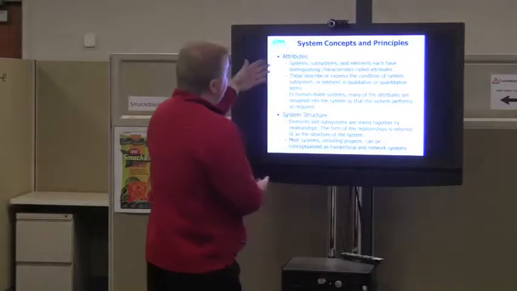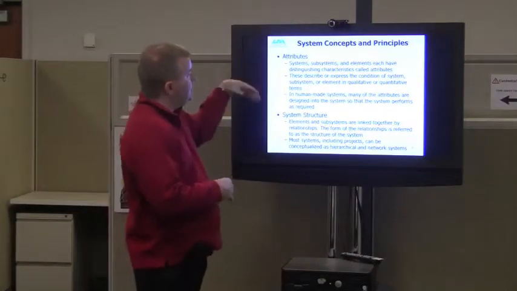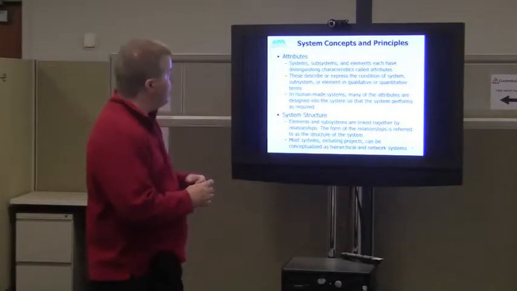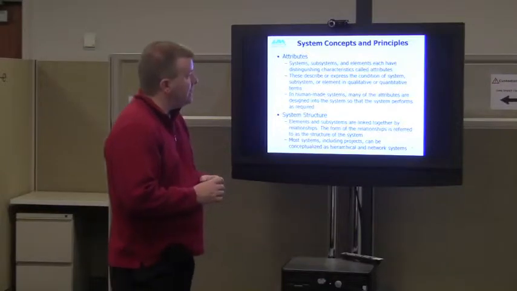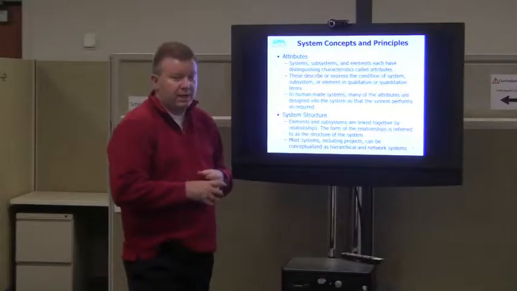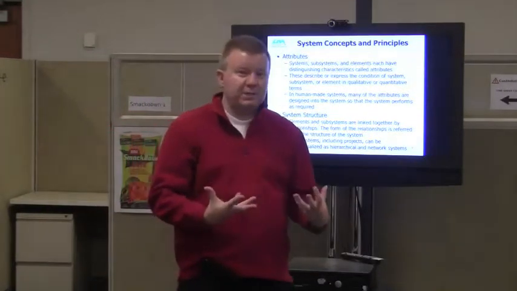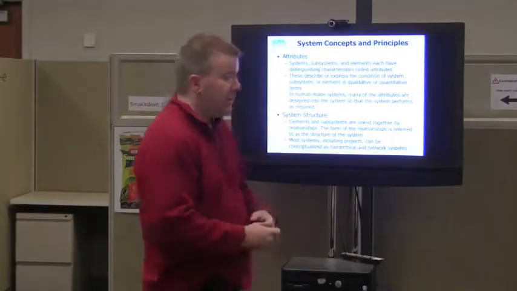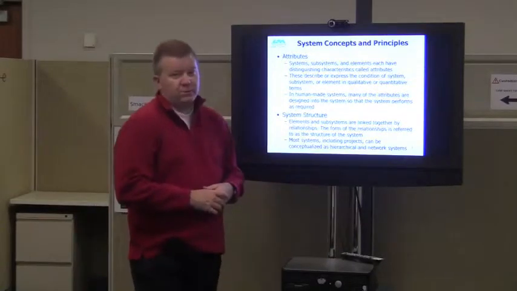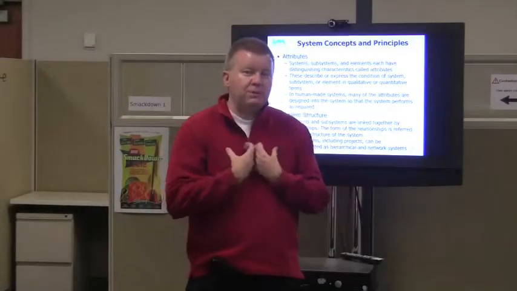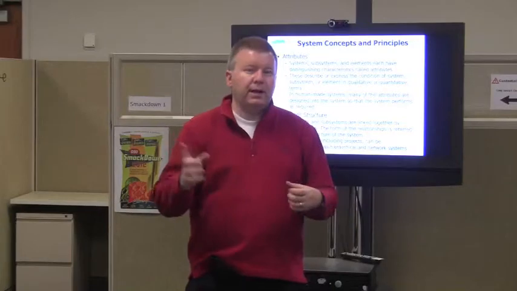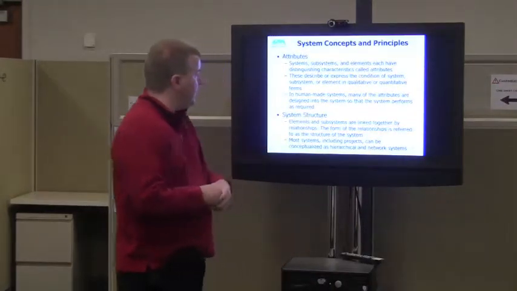So there are attributes of a system, right? Systems, subsystems, and elements each have distinguishing characteristics that we call attributes. These attributes describe or express the condition of a system, subsystem, or element in qualitative or quantitative terms, okay? So all systems have attributes. They have characteristics that we can help define them with. In human-made systems, many of the attributes are designed into the system so that the system performs as required, right? The attributes end up helping you verify your requirements. You're checking the boxes. Compliance is what you're after. So those attributes can help you do that.